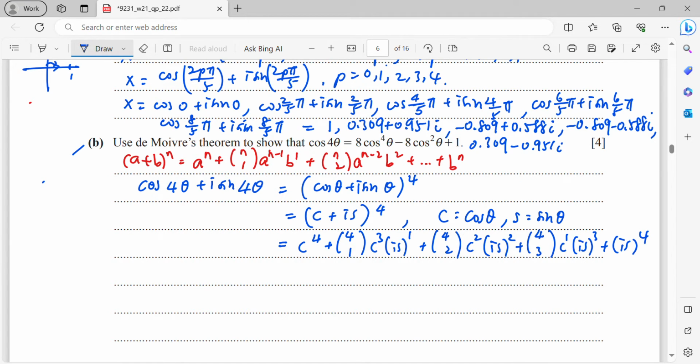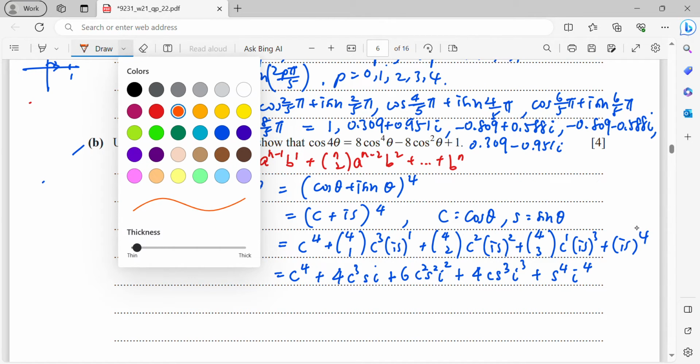Okay, so now I will simplify all the terms. So here is going to be c to the 4. Now 4C1 is 4, so 4c cubed s i. Then plus 4C2 is 6, so 6c squared s squared i squared, plus the next one is 4C3, 4c s cubed i cubed, plus s to the power 4 i to the power 4.